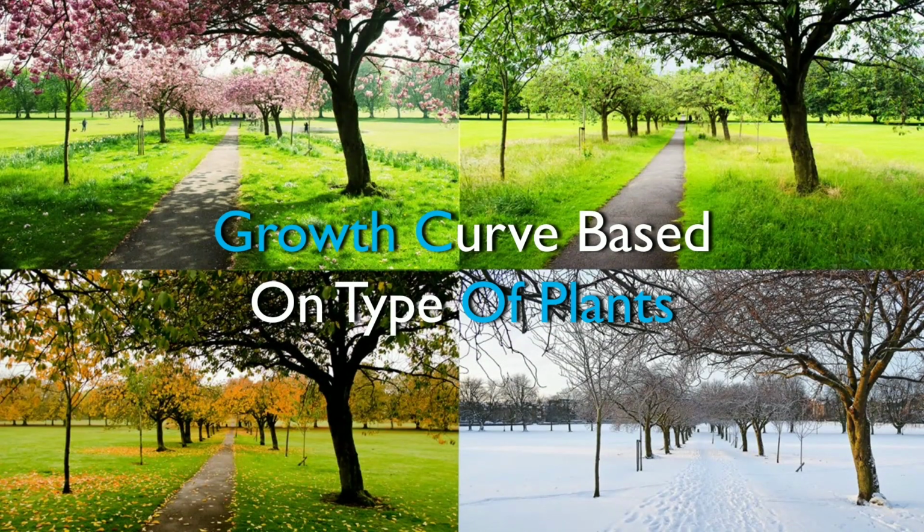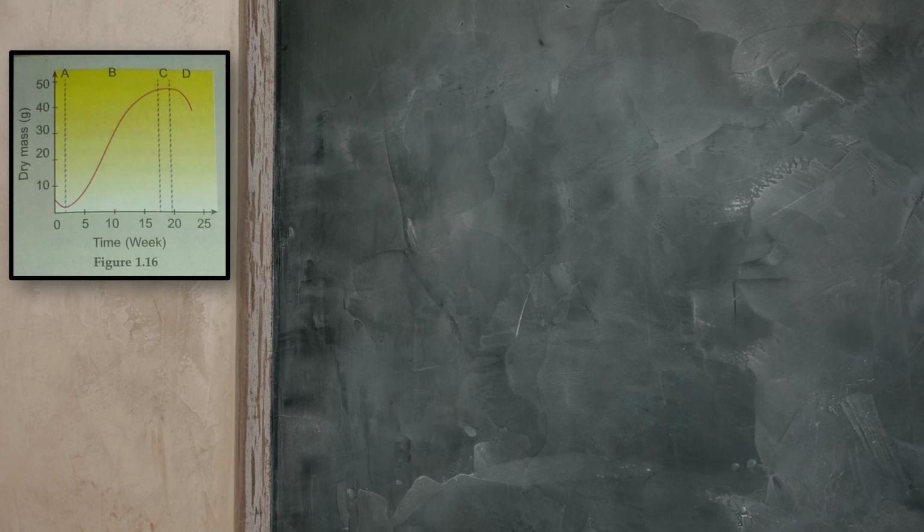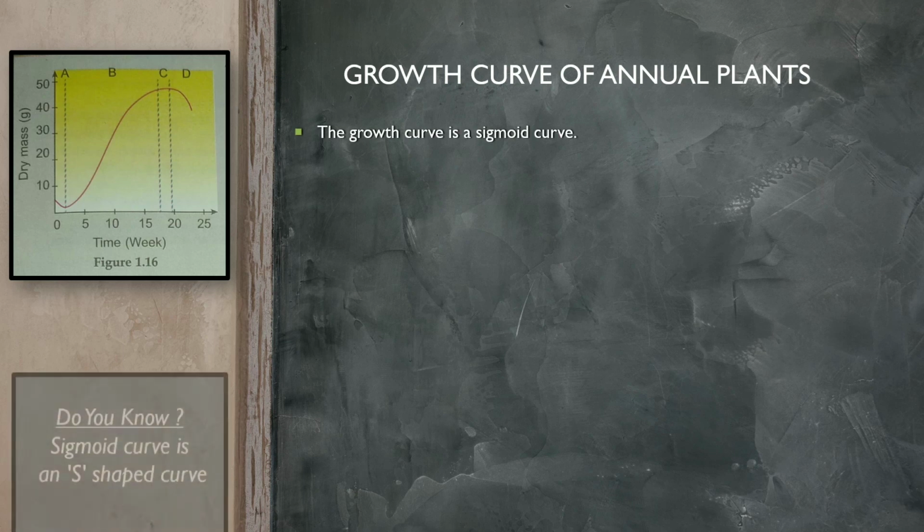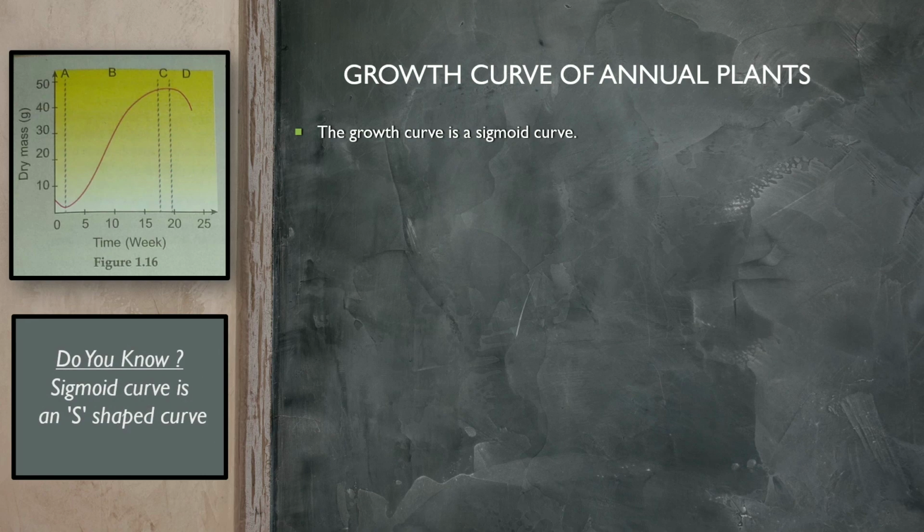Now I will show to you the growth curve based on type of plant. First is the growth curve of annual plant. The growth curve is a sigmoid curve for annual plant. If you forget, a sigmoid curve is an S-shaped curve. It is used to describe the growth process of plant.